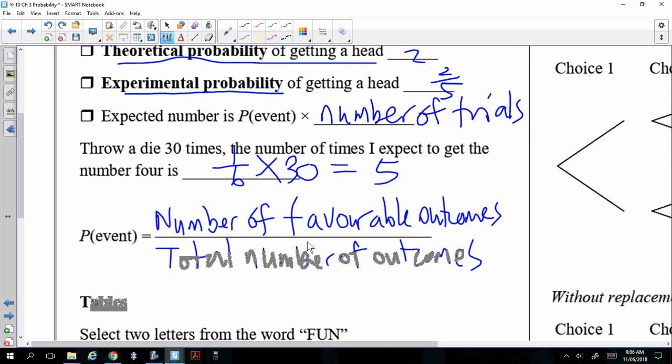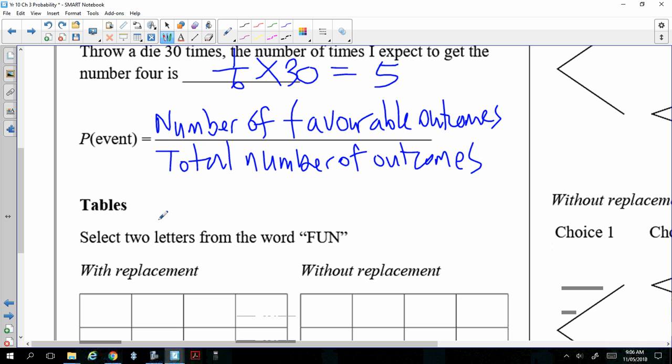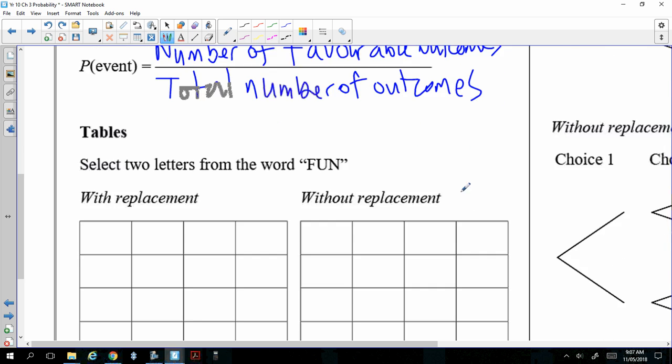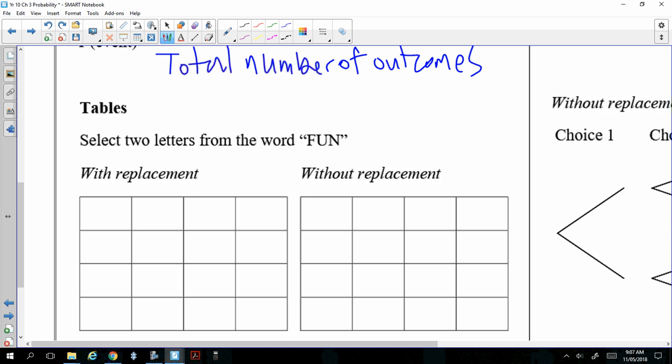Then there's the table that helps you to list a 2-stage experiment where you do 2 things at once. So, for example, you select 2 letters from the word FUN. So we're going to look at both cases of with replacement and without replacement. So when you select 2 letters, you have to divide into 2 parts. First, second, right? Your first letter could be either F, U, or N. Your second letter can be either F, U, or N.